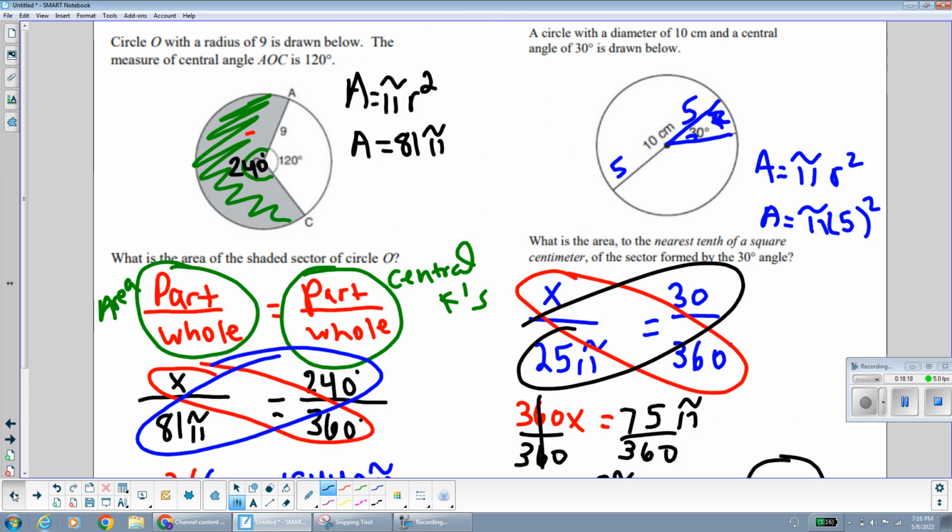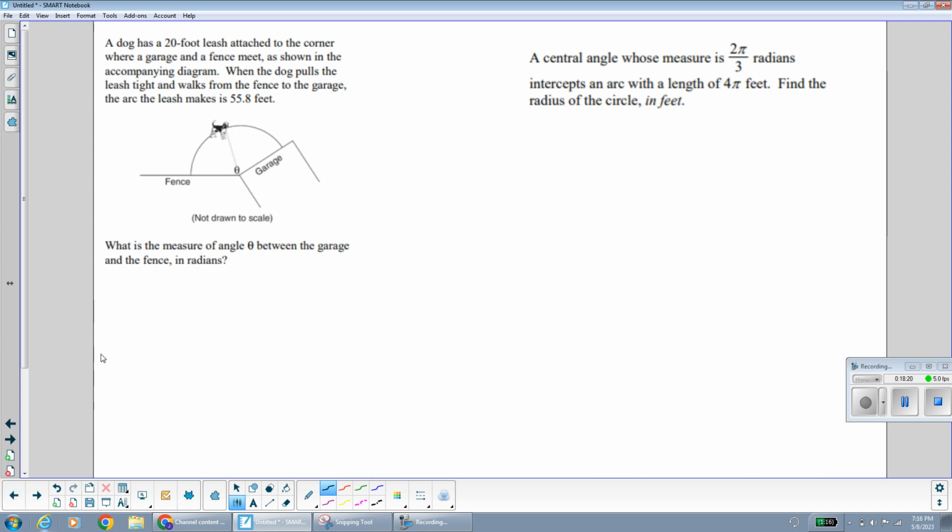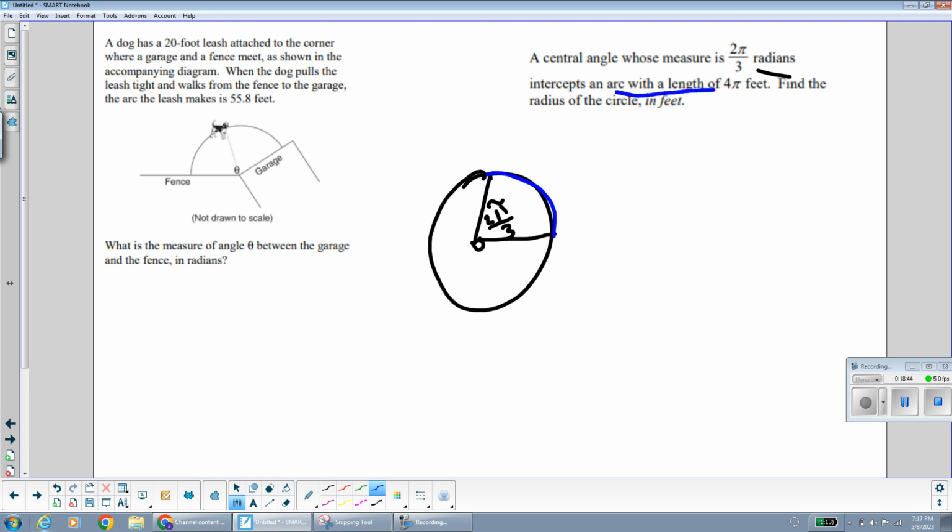Before we get off of this video, let's do one more arc length question just for fun. So let's take a look at this one over here. A central angle whose measure is 2 pi over 3 radians. So that's important. We're in radians. Intercepts an arc with a length of 4 pi feet. So we're talking about arc length here. And they give us the length of the arc.